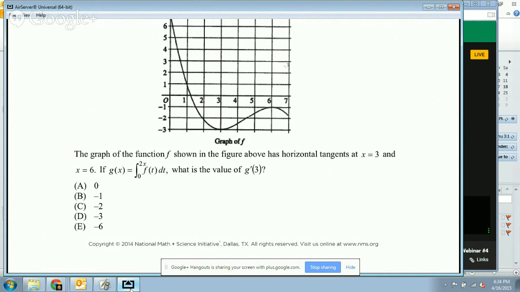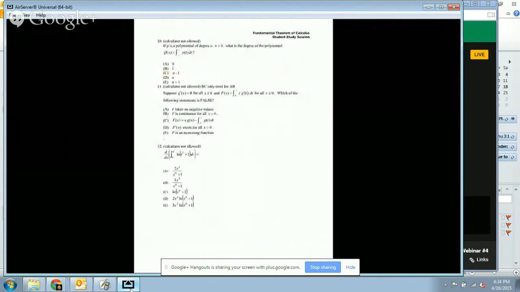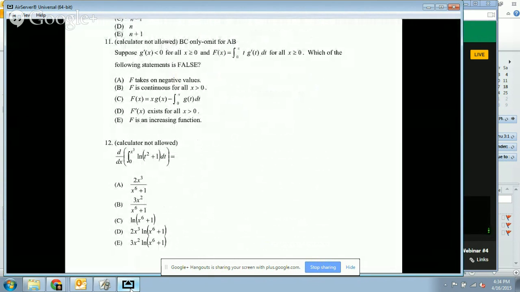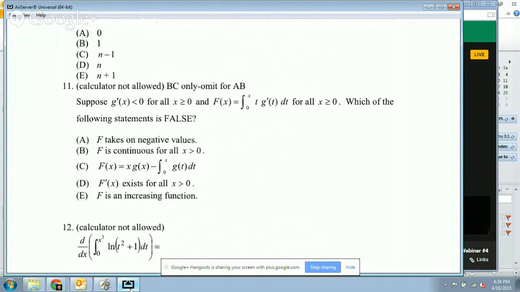I would like to take a look at number 11 and 12 real quick before we move on to the multiple choice, because I think these are really good. So suppose that I have g prime is less than 0, so I know that my derivative is negative for all the x's that are bigger than or equal to 0. And then they give me that f of x is equal to this fun integral. We love that. Which of the following statements is false? Okay, so does f take on negative values? That's what I'm going to ask myself.